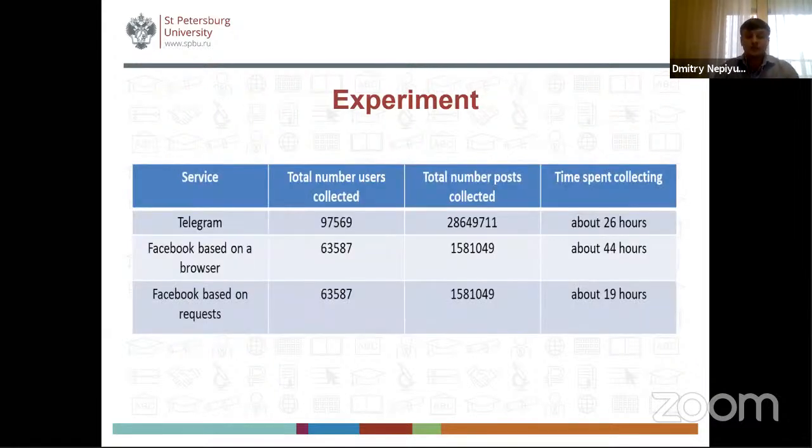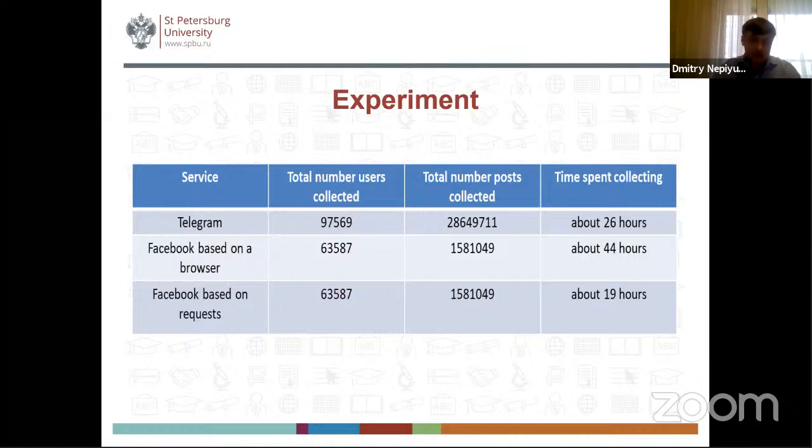On this page, we can see the results of the experiment. As you can see from the table, a large amount of data was received in a reasonable time. Data from Facebook was collected with 2 types of data crawler. The difference in time spent is caused by the fact that one way of data collection from Facebook is based on simulating user activity in a browser, comparable with the real work of the user.